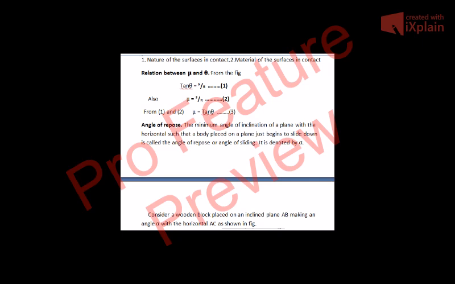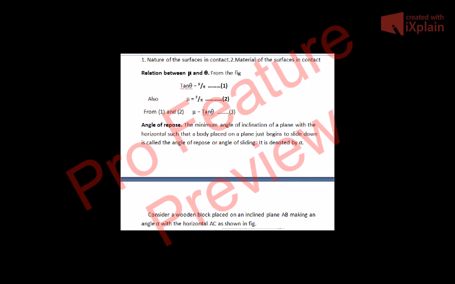Now, angle of repose. Here we cannot take a horizontal surface. We have to take an inclined surface. The minimum angle of inclination of a plane with the horizontal such that a body placed on the plane just begins to slide down is called the angle of repose. It is also known as the angle of sliding. The body begins to slide down.